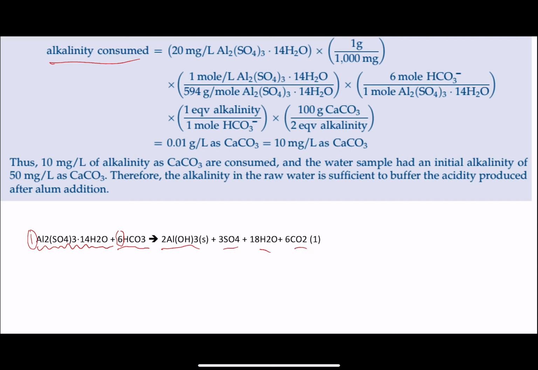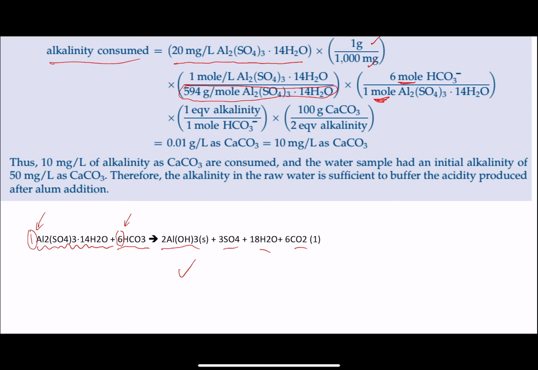So now we're going to use this equation to find out how much alkalinity is consumed. The dosage is 20 milligram per liter alum. Of course, you convert milligram to gram, and then you divide it by the molecular weight of alum, gram per mole, and then you convert mole of alum to mole of alkalinity. Remember, 1 to 6, this is by default. Alum, 1 mole of it needs 6 moles of alkalinity. Okay, and then 1 mole to 1 equivalent, and you multiply it by 50.